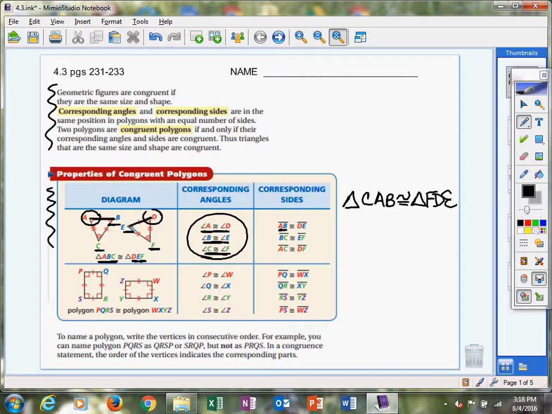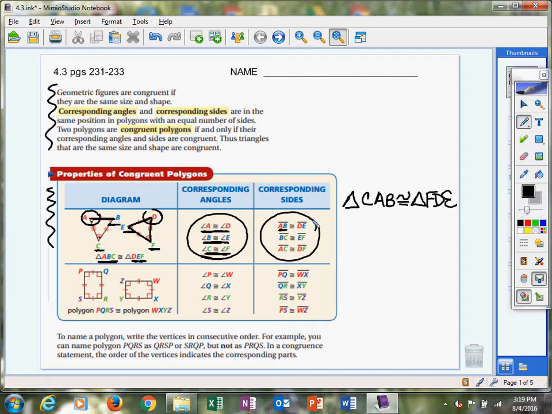BC, B goes from 2 arcs to 3 arcs, so we have to do the same thing here. We have to go from 2 arcs to 3 arcs, so that's EF. And then AC goes from 1 arc to 3 arcs. So we have to do the same thing here. We have to go 1 to 3. That's DF. And that's why they wrote them like they did.